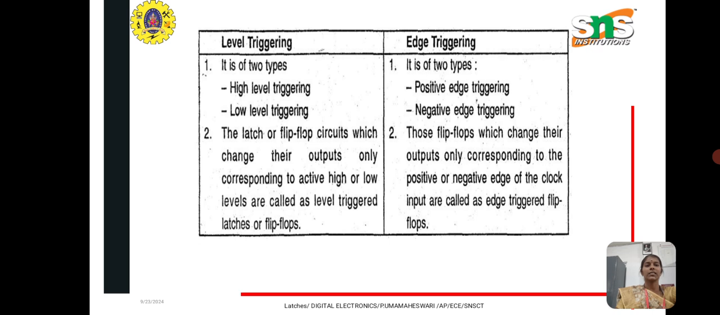Level triggered latches or flip-flop circuits change their outputs only corresponding to the active high or low levels, and are also called level triggered latches. In edge triggering there are two types, positive edge triggering and negative edge triggering, whose flip-flops change their outputs only corresponding to the positive or negative edge of the clock input, and are also called edge triggered flip-flops.